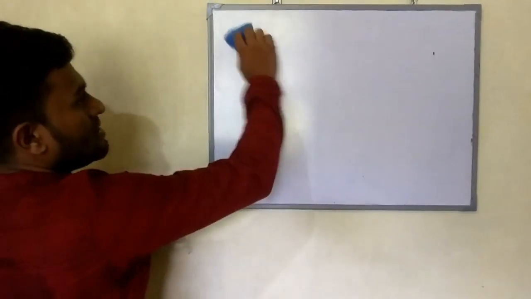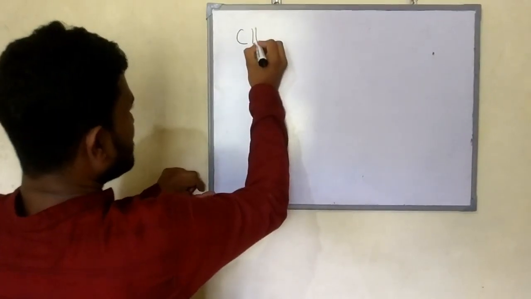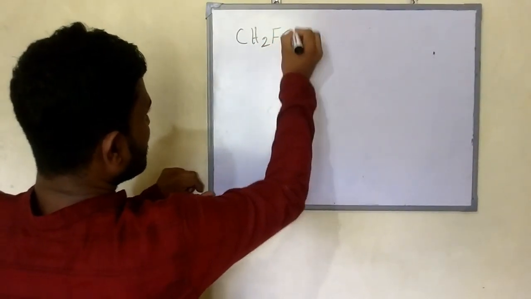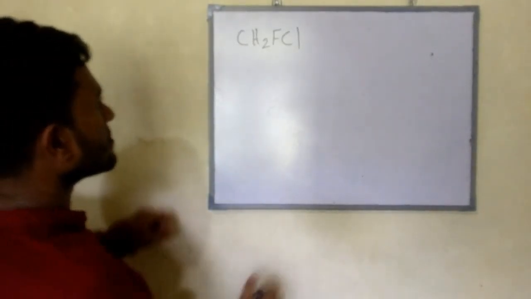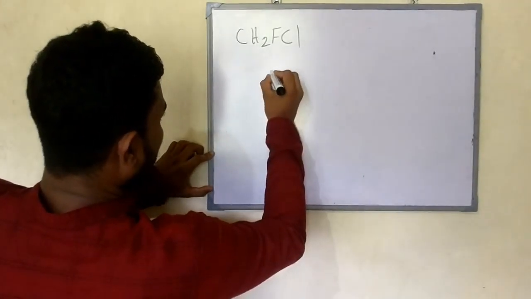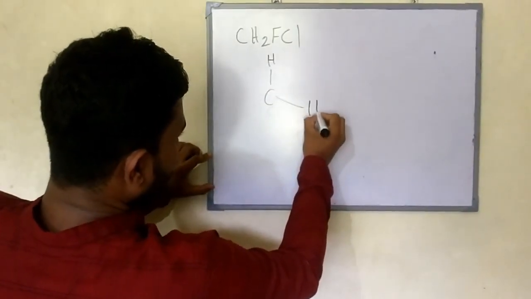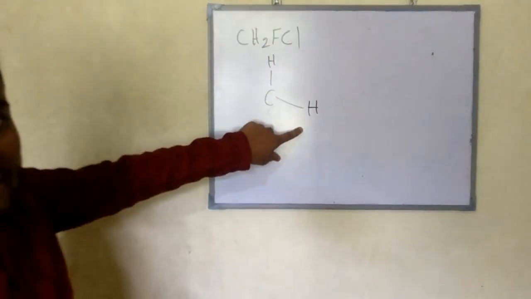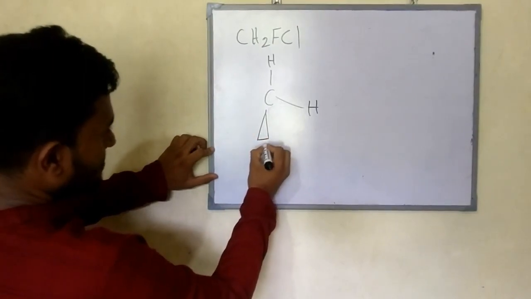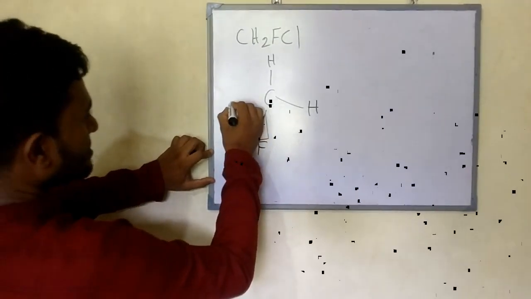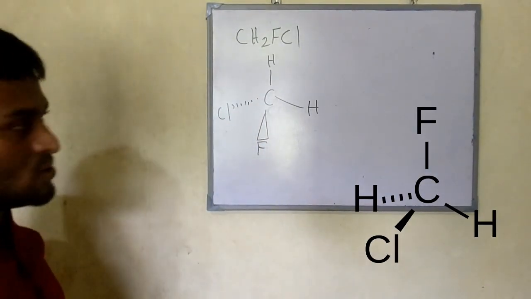So let's see the second example. CH2FCl, chlorofluoromethane. It will be like this. You can write it like this. These H atoms are in the plane, with one fluorine atom coming out and the other Cl atom going inside. You can write it like this.